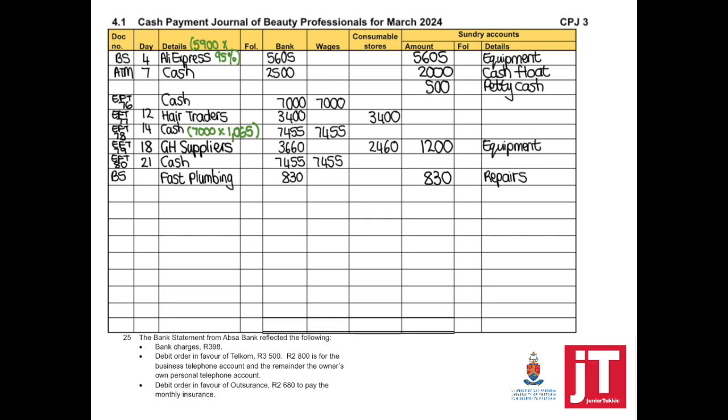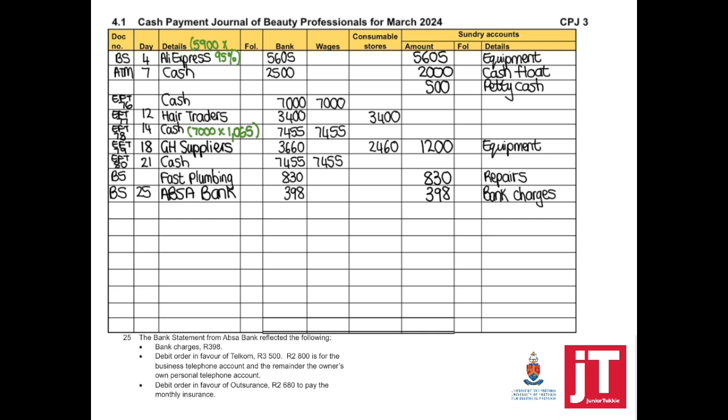Day 25. There's a few things that happened on day 25. One, the bank charges. So we start with source document, bank statement. Day 25, who did we pay? Absa Bank. How much did we pay? 398. For what reason? Bank charges.